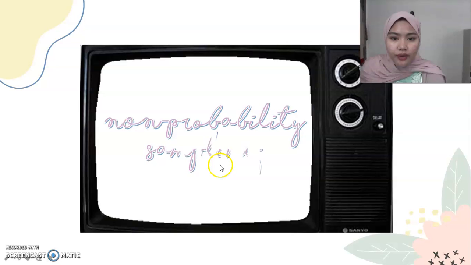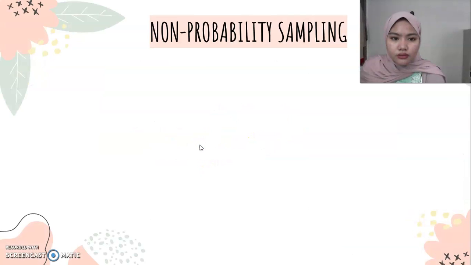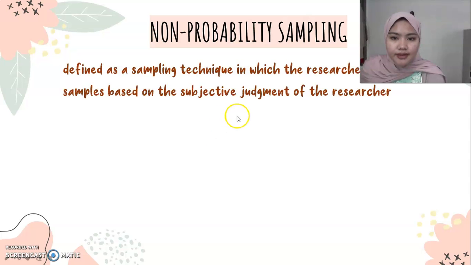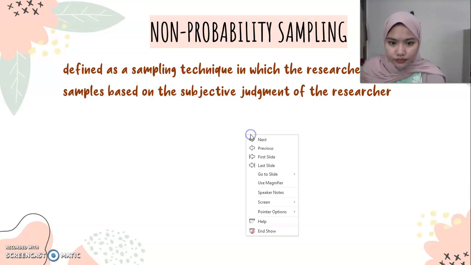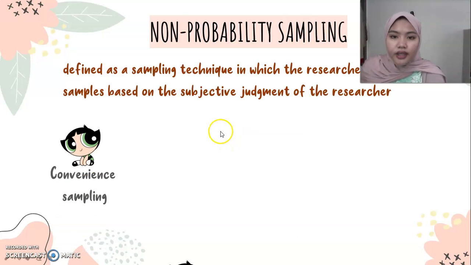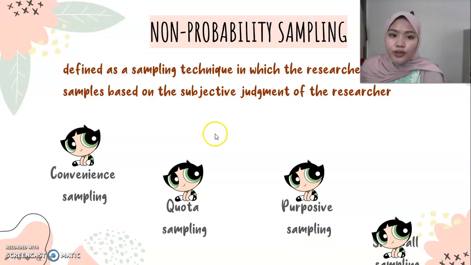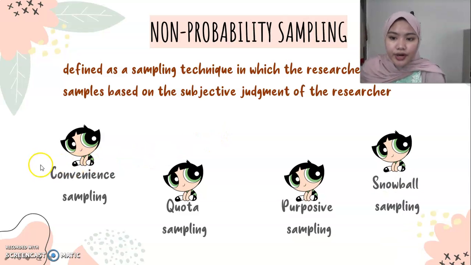Okay, now we will move on to non-probability sampling. Non-probability sampling is defined as a sampling technique in which the researcher selects samples based on the subjective judgment of the researcher. Non-probability sampling also has four categories. They are convenience sampling, quota sampling, purposive sampling, and snowball sampling.